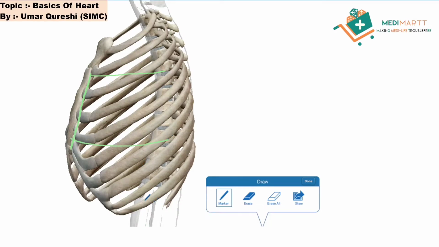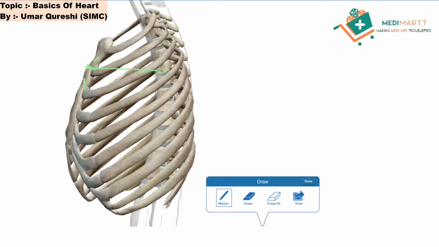Now the manubriosternal joint, or sternal angle, corresponds with the lower border of thoracic 4. As we all know, this joint is known as the manubriosternal joint because it is formed between the manubrium and the body, and it is also called the sternal angle. So it corresponds with the lower border of thoracic 4. Assume that this is thoracic 4, so this is the lower border of it.